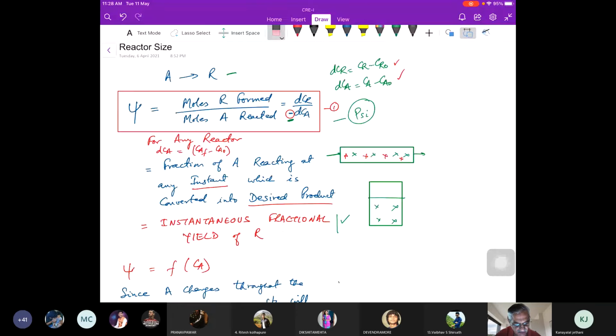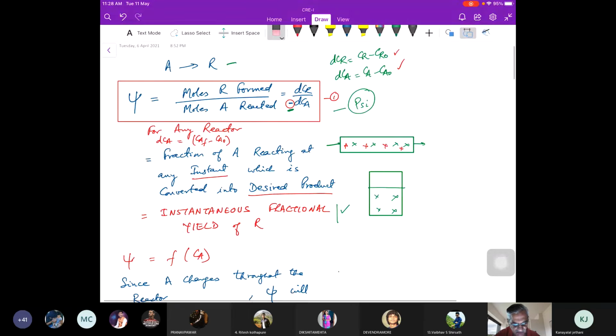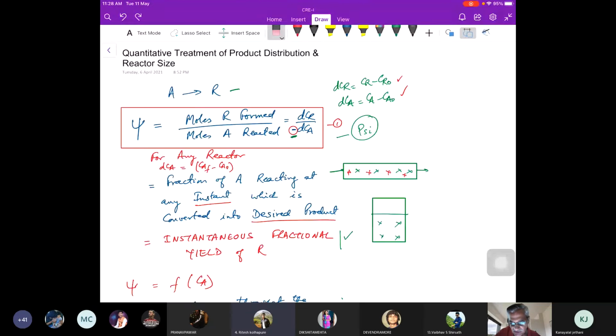Okay. So for any reactor, DCA is essentially we are defining it CA final minus CA naught. So fraction of A reacting at any instant which is converted into desired product. ये PSI क्यों लिखा था मेरे को पता नहीं. सर साई हो गए साई ये साई. सर हाँ. पॉलीमराइजेशन में हमेशा साई की वैल्यू लेस देन 1 होगी. लेस देन 1 ही होगी. यस.